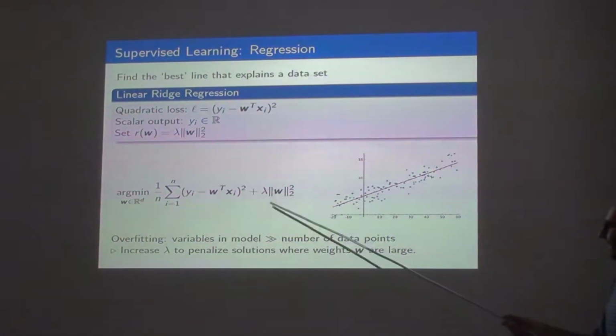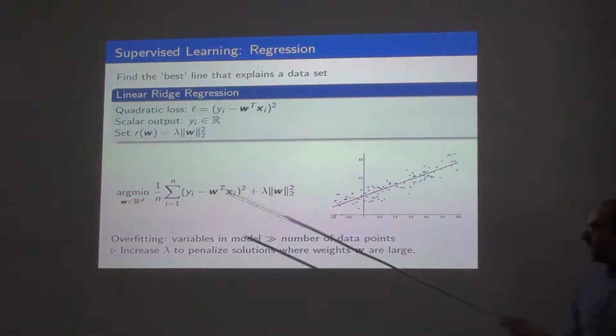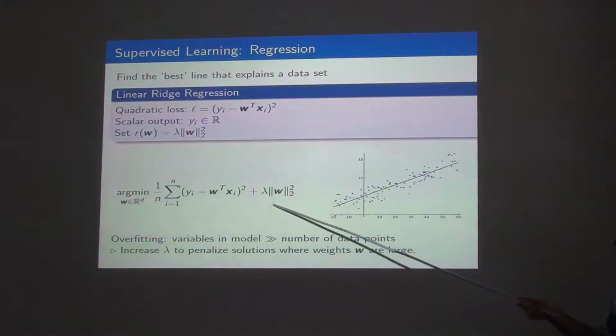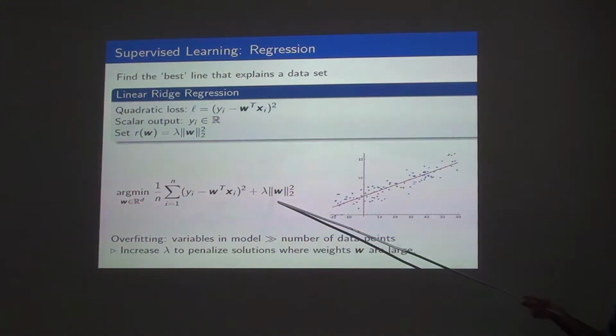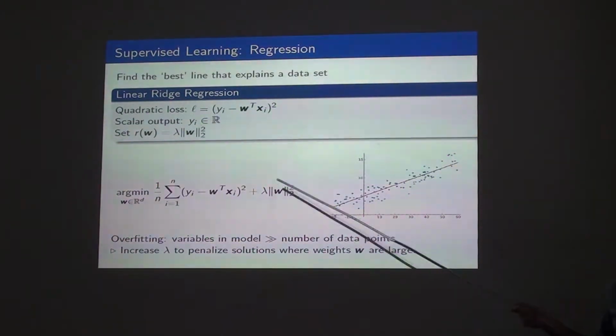And the idea here is that by increasing lambda, you penalize solutions where the weights are too high. This way, you obtain low weights, and this reduces your model complexity, and by that mechanism also reduces the overfitting problem. That's one way to do it. Of course, there are many other ways.